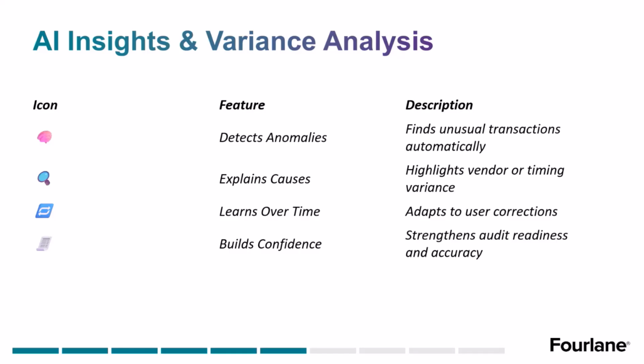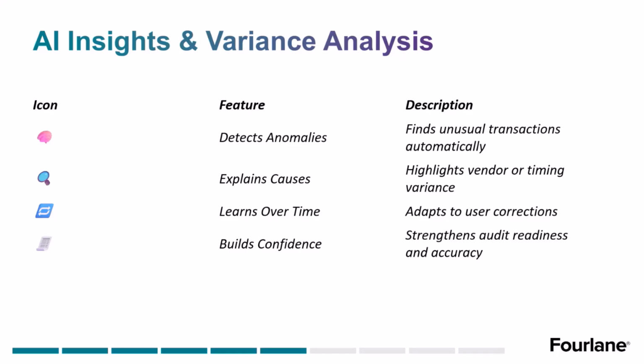The AI doesn't just alert you, it also provides context. It highlights the most likely reasons for the variance, whether that's a timing difference, a new vendor, or a potential miscalculation. And IES learns over time. When you correct or reclassify an entry, the system remembers your adjustment, so the next time it sees a similar transaction, it already knows how you typically handle it. Think of it as having an intelligent reviewer built into your accounting system, one that works 24/7, never misses a detail, and only gets smarter the more you use it.